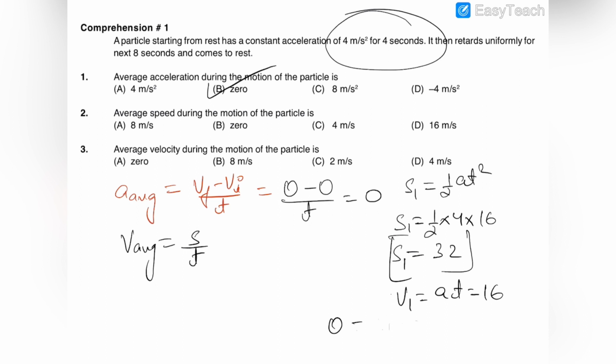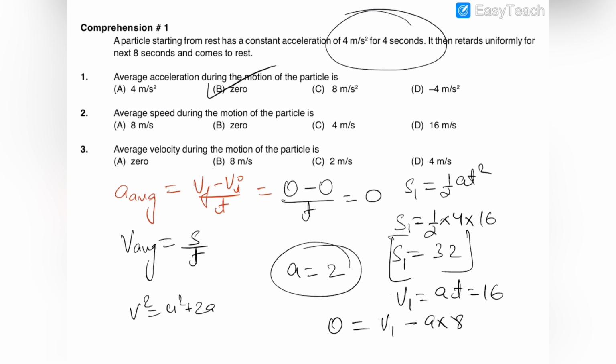So let us apply the first equation of motion. So v is equal to u, which is v1, minus a into t, which is 8. So a is equal to 2. Retardation is 2. Now to find out the distance, let us use v square is equal to u square plus 2as. So v square is 0, u square is v1 square, which is 256, 16 square, minus 2 into 2 into s2. So s2 is 256 by 4, which is 64.